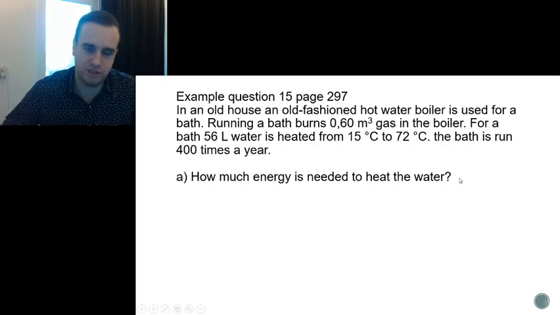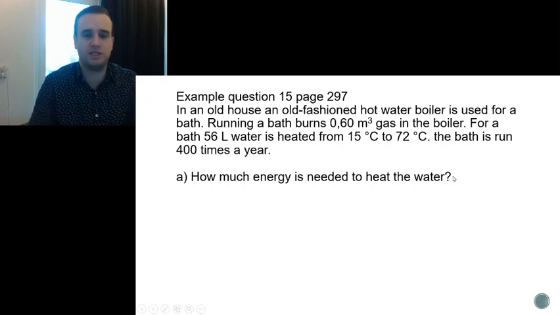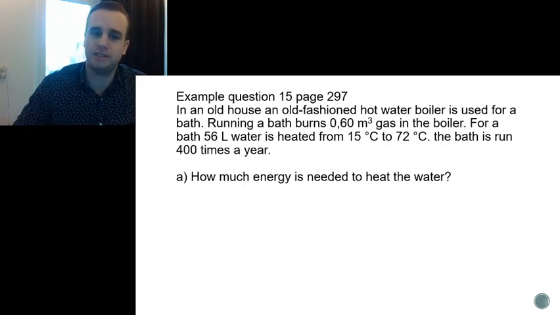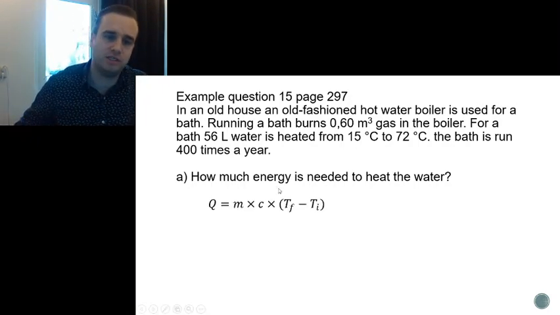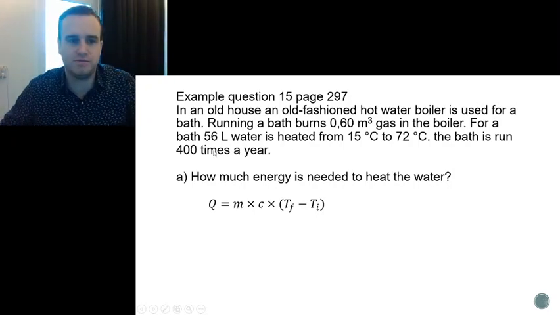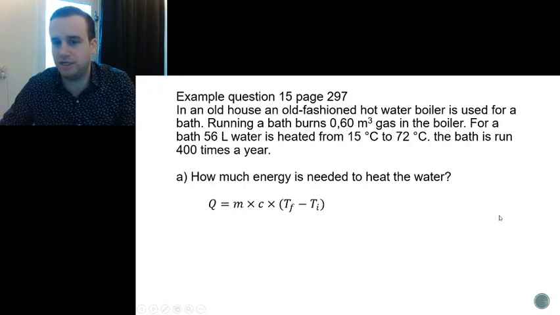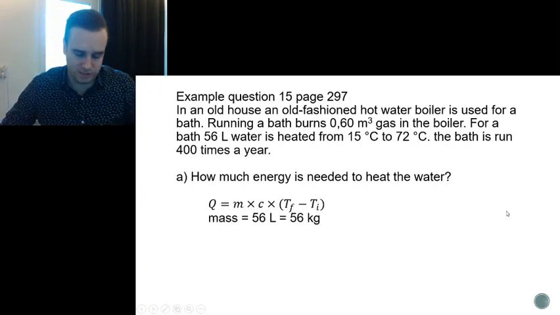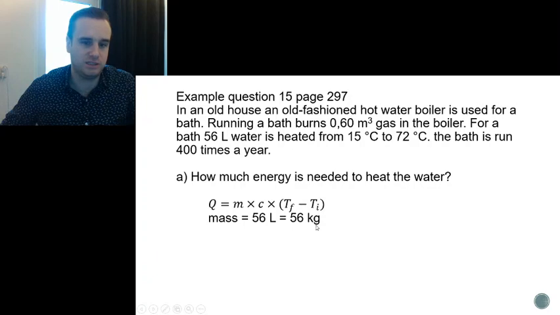So first, how much energy is needed? When you see this question, the first thing that needs to pop in mind is, I'm going to need this formula, because this tells me exactly how much heat is required. So we're probably going to need that. The m stands for mass, and in this case we don't directly know the mass, but we do know that there's 56 liters of water, and as you might recall, 1 liter is exactly 1 kilogram. So the mass is 56 kilograms of water.